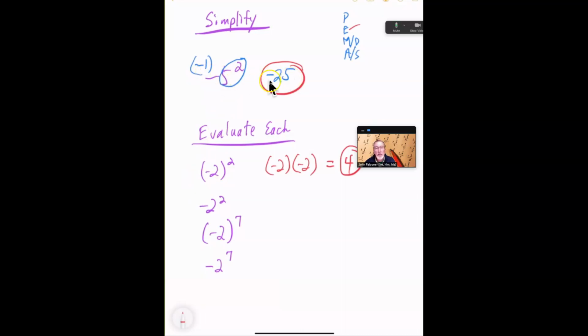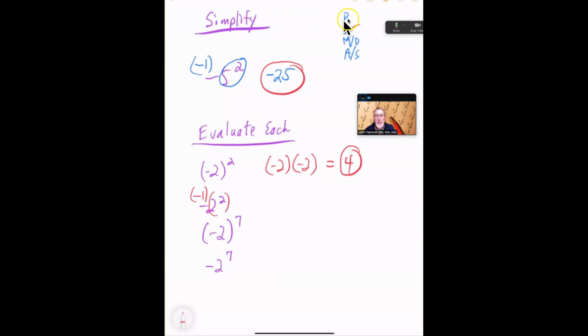So 5 squared, and then we apply the negative, versus a -2 times a -2. Here's one similar to the one we did first, -2 squared. So let's think of this as -1 times 2 squared. According to PEMDAS, we're going to do parentheses first. So usually that means the operations contained inside parentheses, but there aren't any. So we're going to skip to exponents. We have 2 squared, which is 4. And then we're going to multiply that by -1. And that's going to give us -4. That'll be our answer there.